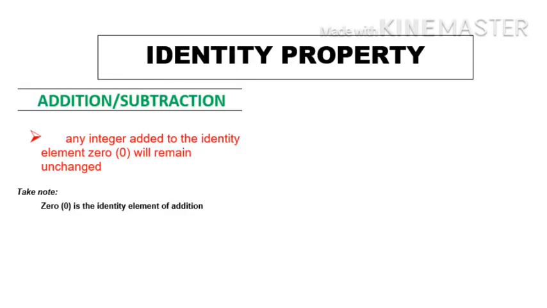Next is the identity property. Identity property of addition states that any integer added to the identity element 0 will remain unchanged. Example, 39 plus 0, that is equal to 39. Negative 94 plus 0, that's still equal to negative 94. And 0 is the identity element of addition.